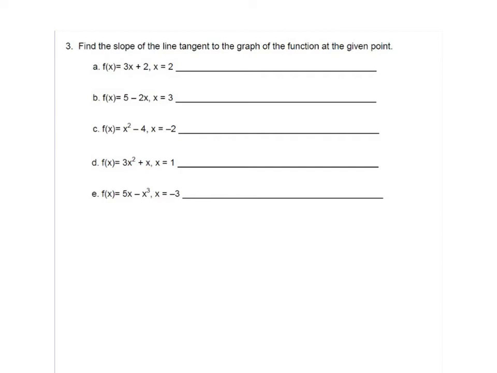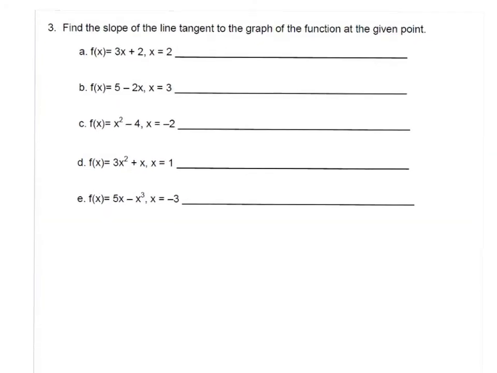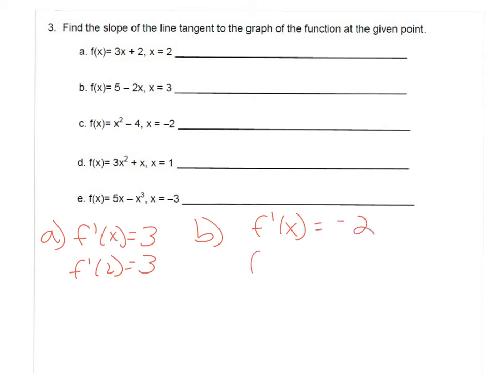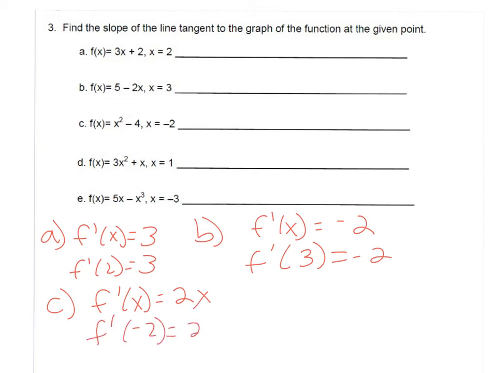Find the slope of the tangent line. Okay, so what we're going to do is find the derivative and then plug in that x value. So f prime of x is 3, f prime of 2, well, that's still 3. For b, f prime of x is negative 2, so when we plug in 3, we still get negative 2. The derivative in c is 2x. Okay, now we actually finally have an x to plug into. So that's 2 times negative 2, and we get negative 4.